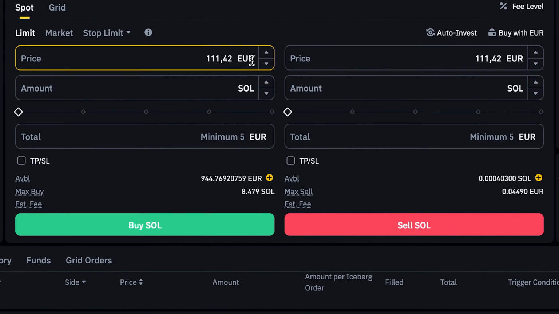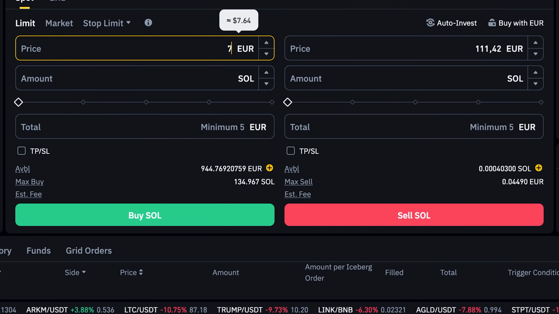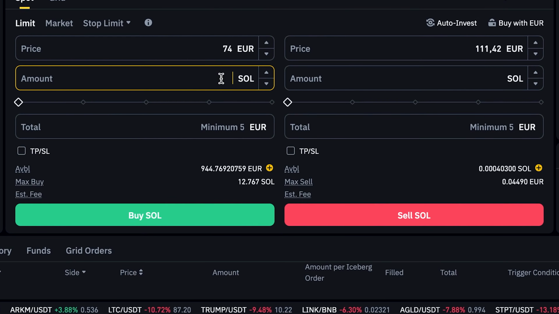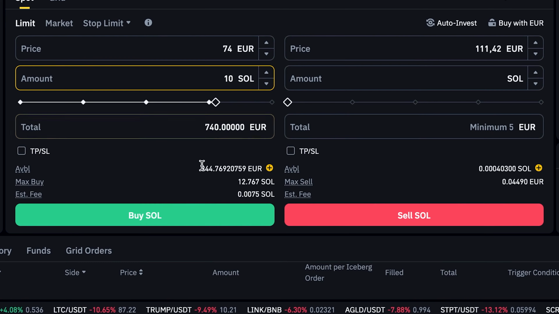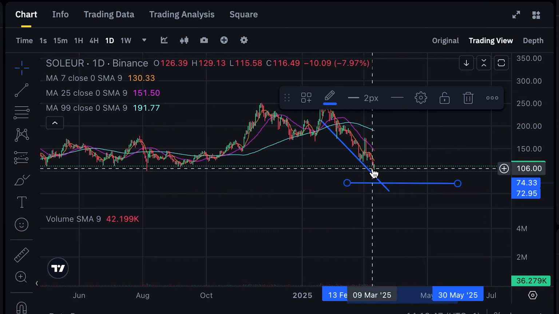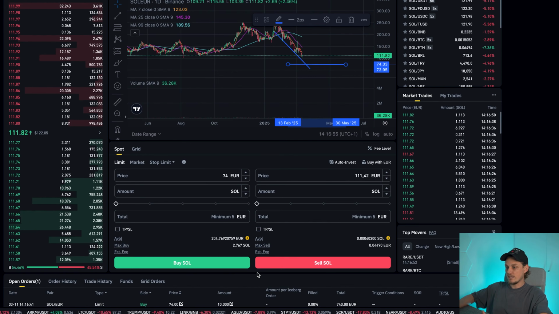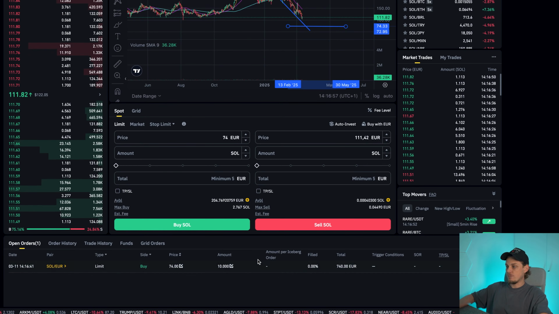I come to limit order and I can say, right, when Solana gets to 74 euros, I want to buy 10 Solana. And that'll cost me 740 euros. I then press buy. So I've now created my first limit order. Now I don't own anything right now. I still own euros. If this price never gets down to 74, I'm never going to be able to buy that coin. So basically this is just you waiting for the price to reach this level for you to buy it.